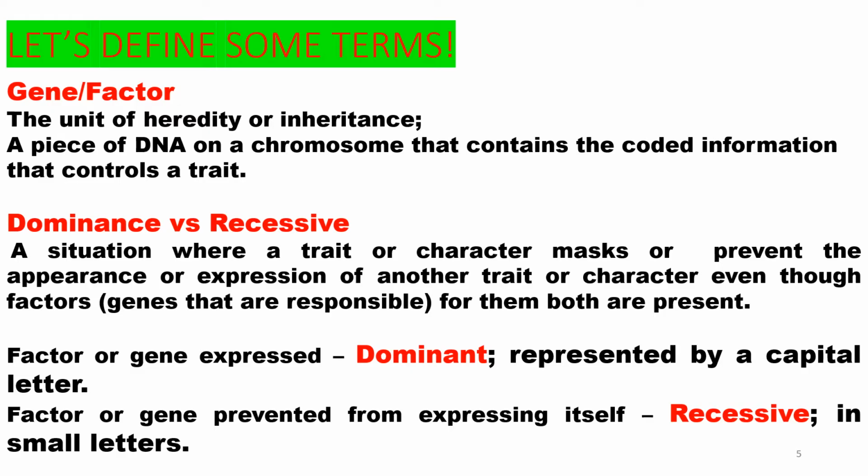Dominance versus recessive. Dominance is a situation whereby a trait or a character prevents or masks the appearance or the expression of another trait, even though the genes that are responsible for both of them are present. So if the factor or the gene expressed is dominant, it is represented by a capital letter, and the gene that is prevented from expressing itself is said to be recessive and is usually represented by small letters.